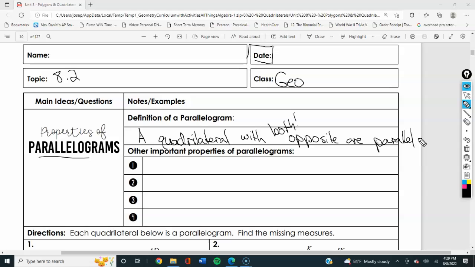So there's four big things we gotta remember. This is going to be true for all parallelograms. So squares are parallelograms, right? Rectangles are parallelograms. Rhombuses are parallelograms. So these properties I'm going to give you are true for all those shapes because they're parallelograms. First thing, opposite sides are congruent.